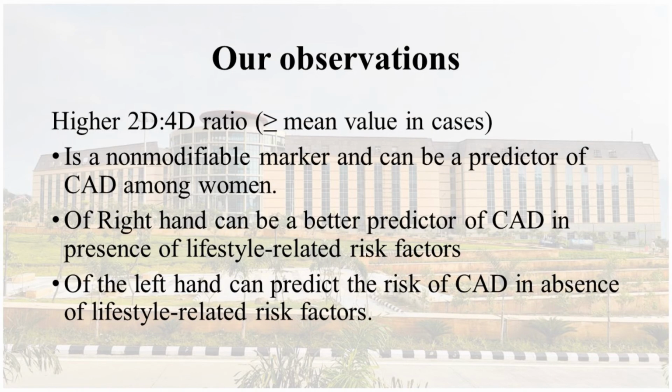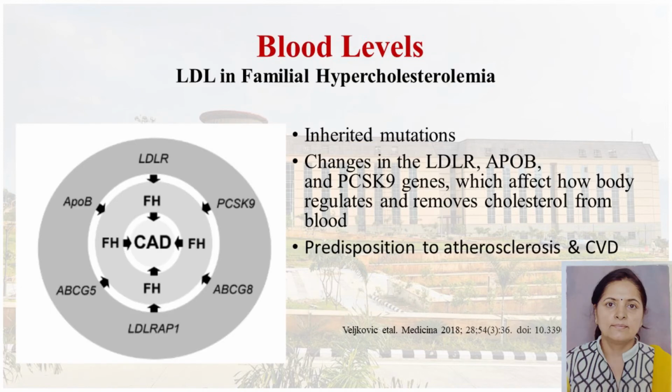Therefore, we observe that higher 2D/4D ratio is a non-modifiable marker which can be a predictor of coronary artery disease among women. High ratio on the right-hand side can be a better predictor of coronary artery disease in presence of lifestyle-related risk factors, while on the left-hand side can predict risk of coronary artery disease in absence of lifestyle-related risk factors. Then measuring the blood level.